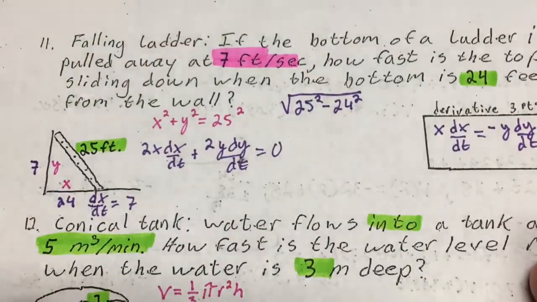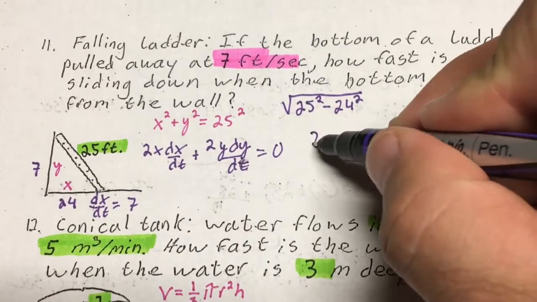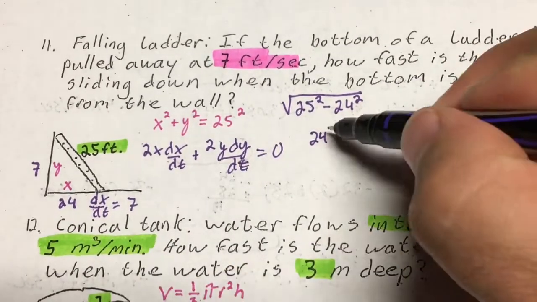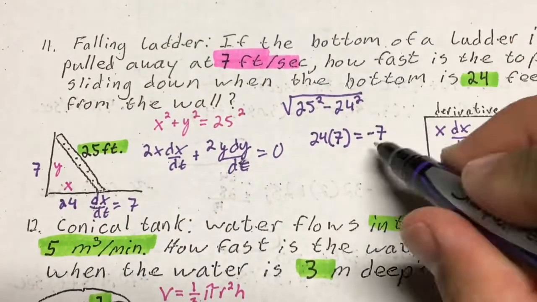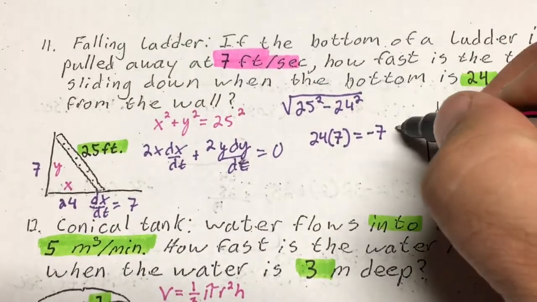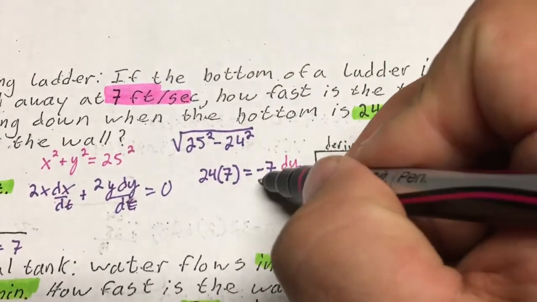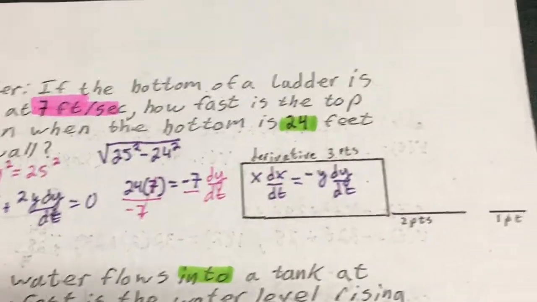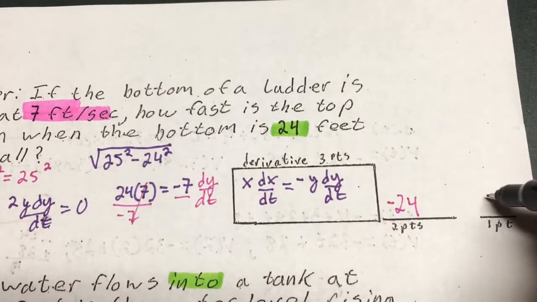So y value is 7. So here we go. X is 24. dx/dt is 7. Equals y, negative 7. Well, that's going to be nice. That's going to cancel out. Times dy/dt. And that's what I'm looking for, is the dy/dt. So when I divide both sides by negative 7, I'm just going to get negative 24. Negative 24. And in this case, it's going to be feet per second.